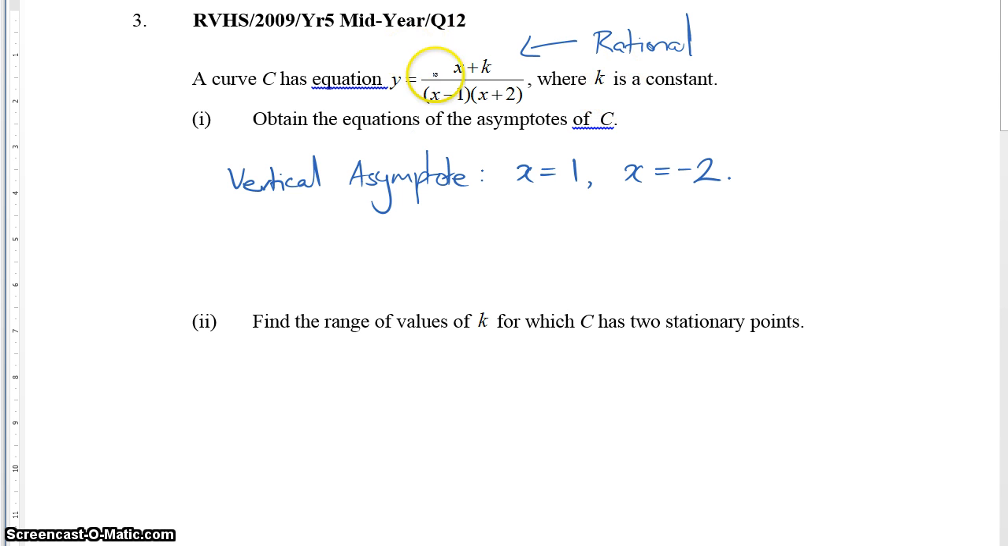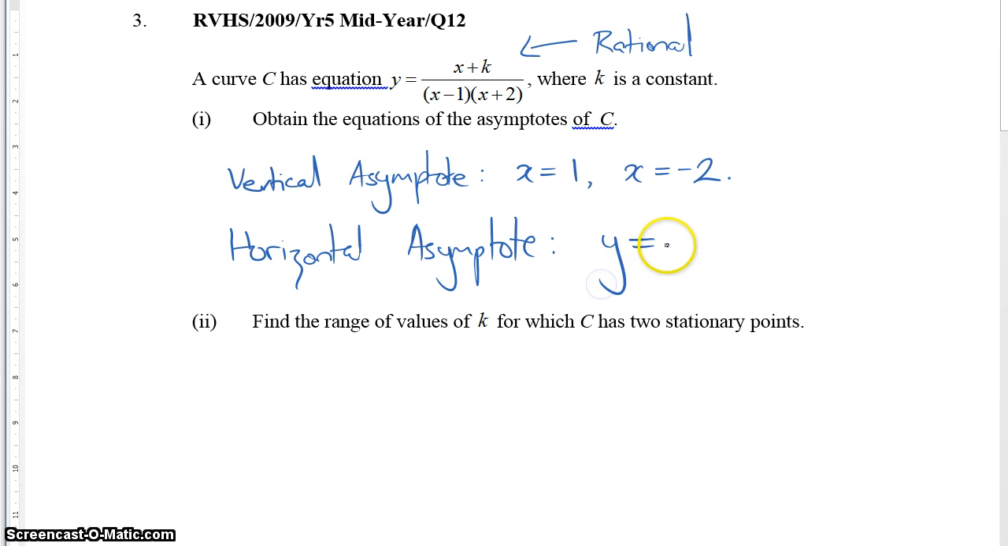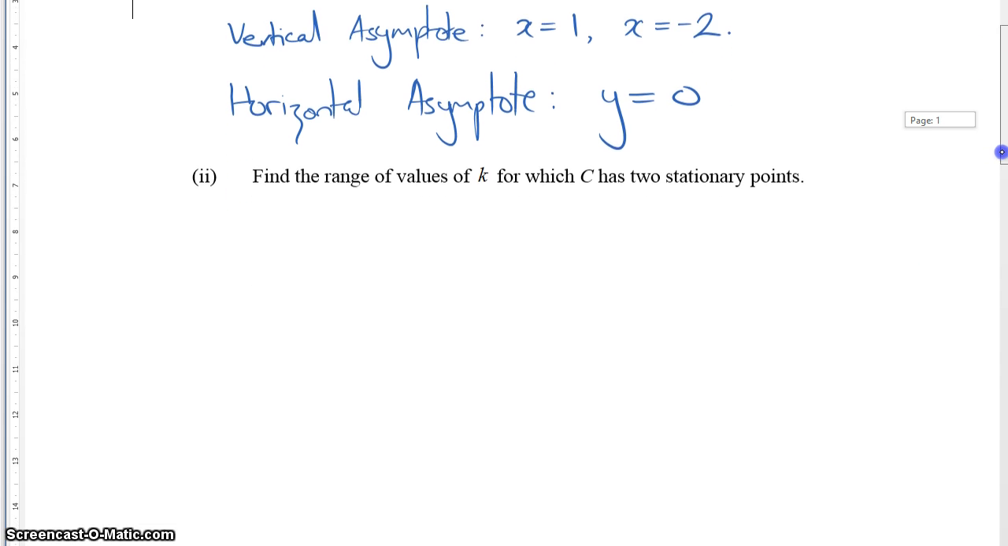So what we see is that as x becomes very, very big, this becomes closer and closer to x over x squared, and that becomes closer and closer to 0. So we get a horizontal asymptote. It's getting closer and closer to the line y equals 0. So that's the first part.